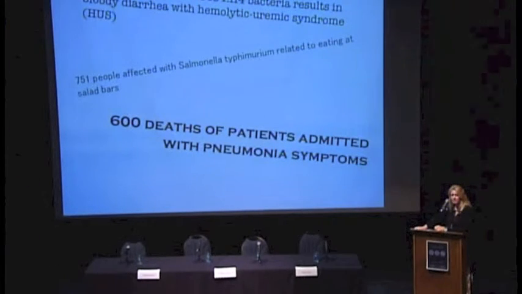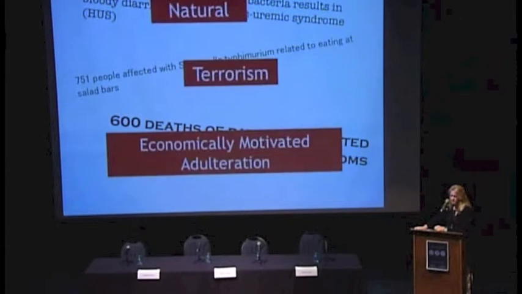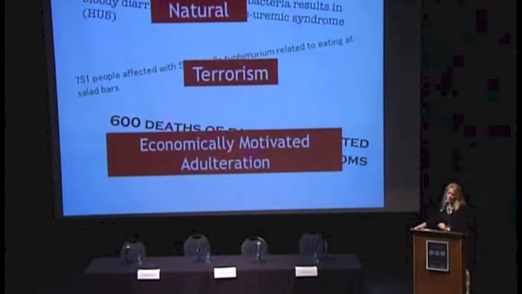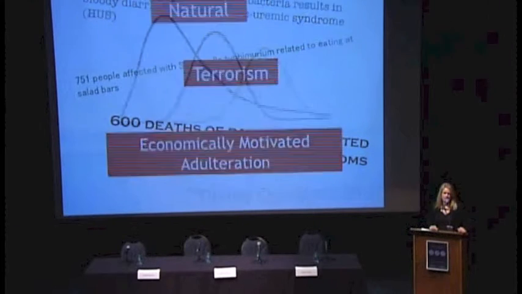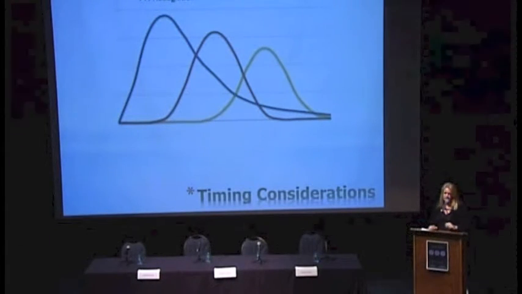Here are headlines that I'm sure each of you have read. I know that by reading these headlines, you probably can't tell how that contaminant was introduced. Those are scary headlines, and those are very sick people. These were introduced naturally, through terrorism, and through economically motivated adulteration, food fraud, or not selling a product as labeled. We won't know at the outset when this happens and why it happens and who introduced it, but we have to find better ways of getting at it.